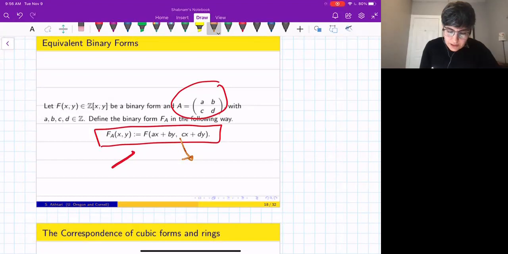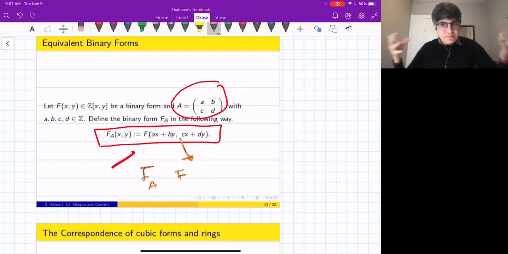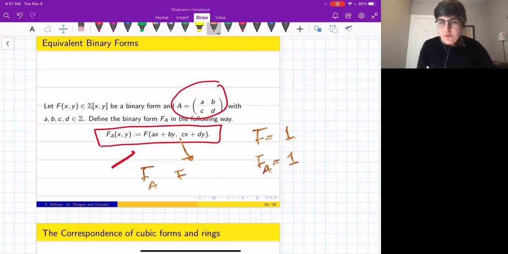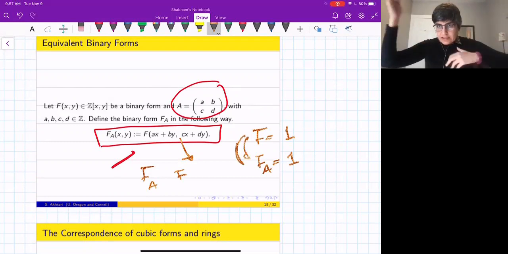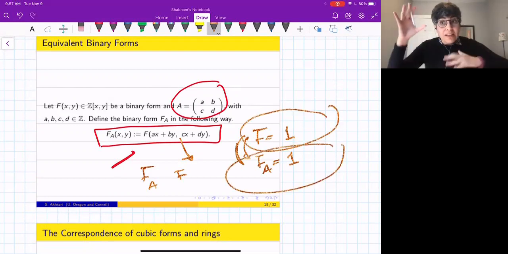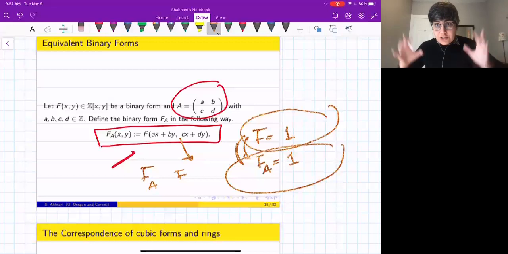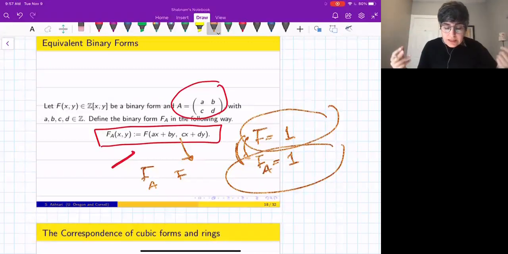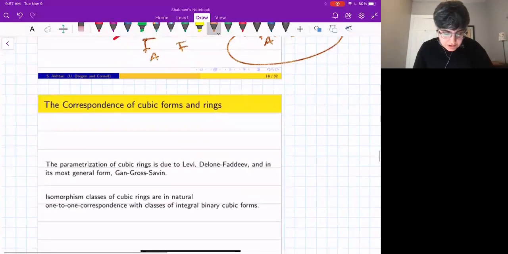So if A has an integral inverse, I call f sub A and f equivalent. Why? Because through these matrices, you can go back and forth. For example, if you look at f equal to 1 as an equation and f sub A equal to 1, you can correspond the solutions by the action of these matrices. So if you count 5 solutions to this, you have counted 5 solutions to the other. There is a bijection between solutions. So I call 2 forms equivalent if they are equivalent under GL2(Z) action.